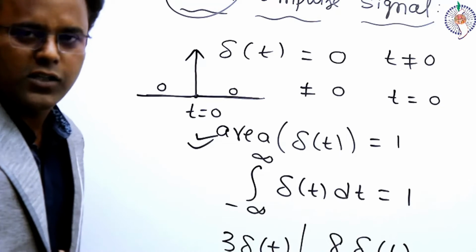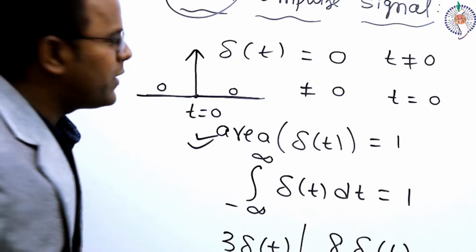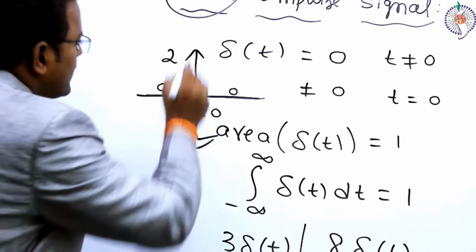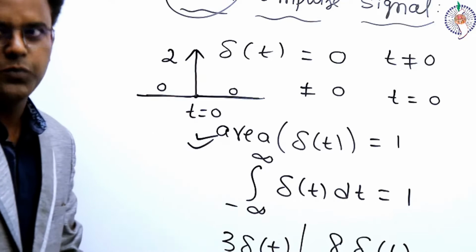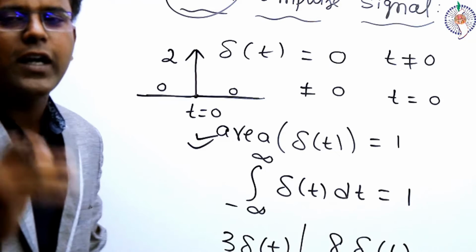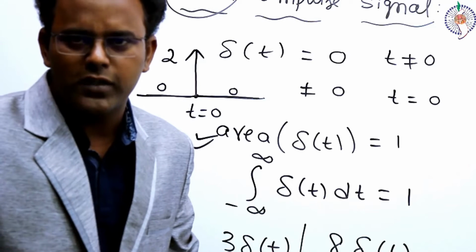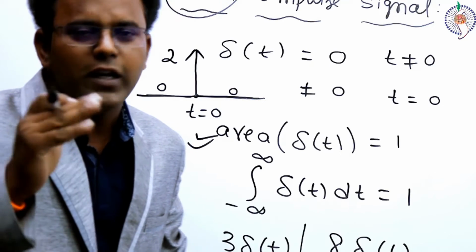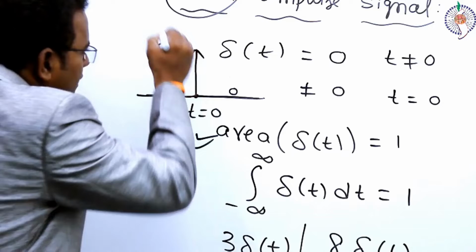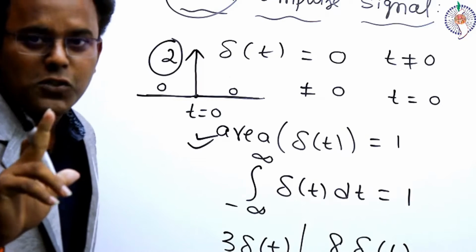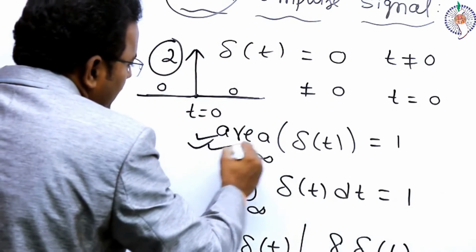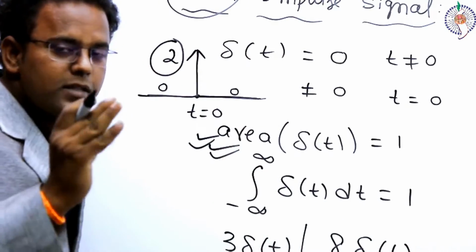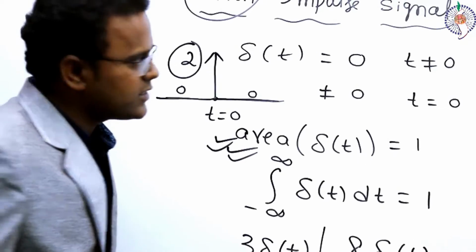Generally, if you see in the textbooks or any examination, they will give you a graph like this. After the arrow, they write a number 2. What does the 2 indicate? Please think about it. The 2 indicates not the amplitude, students. This 2 indicates the area of the impulse, because impulses are mentioned in terms of areas.